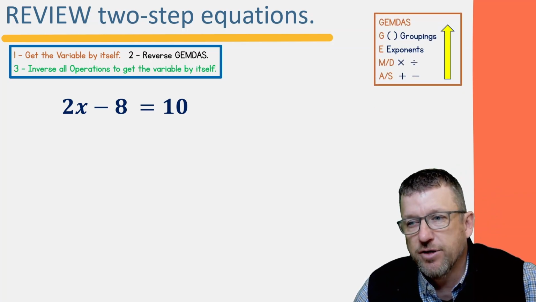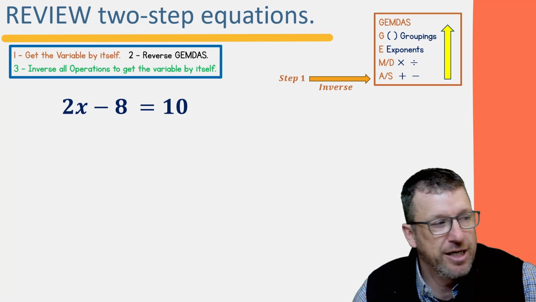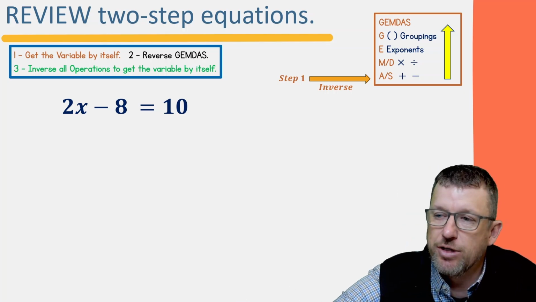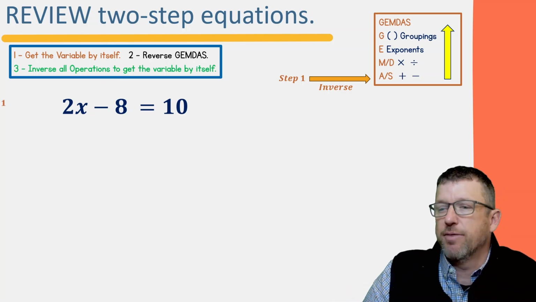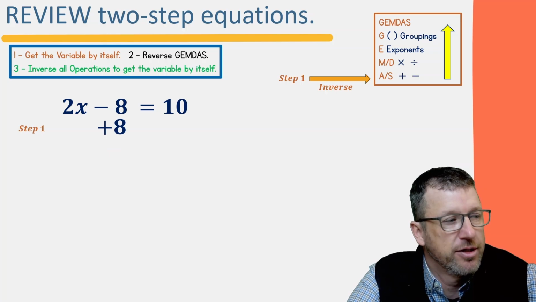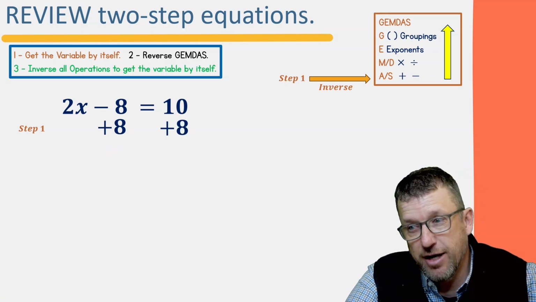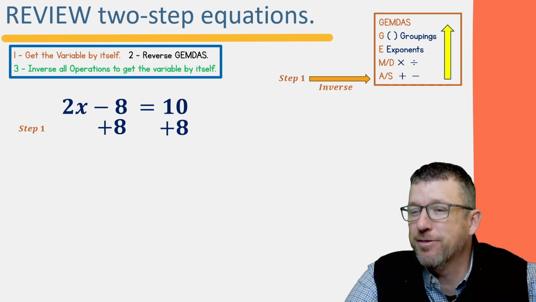All right, first thing first is we want to get that variable by itself, and now we're using reverse GIMDAS. Okay, do you see, so we start at the bottom. Do you see any addition or subtraction? Yes, I do. I see minus 8, 2x minus 8. So I see that, so I'm going to do the reverse of that. All right, so I'm going to add 8. That's the inverse. Whatever I do to one side, I have to do to the other. There it is. And then I just simply simplify from there.